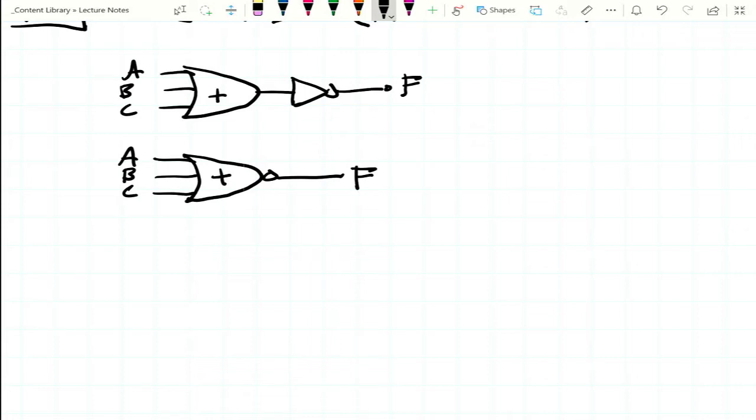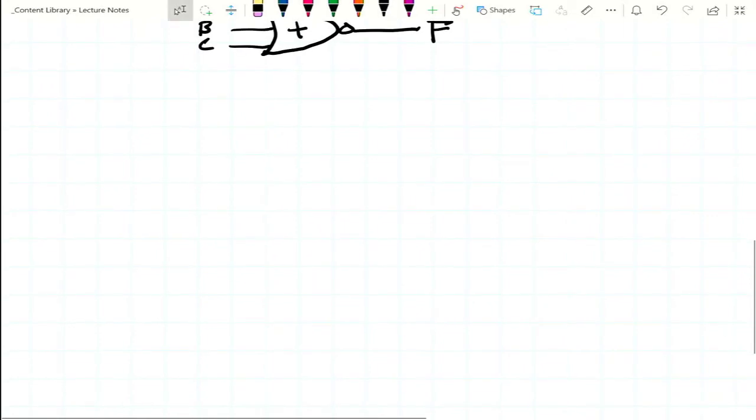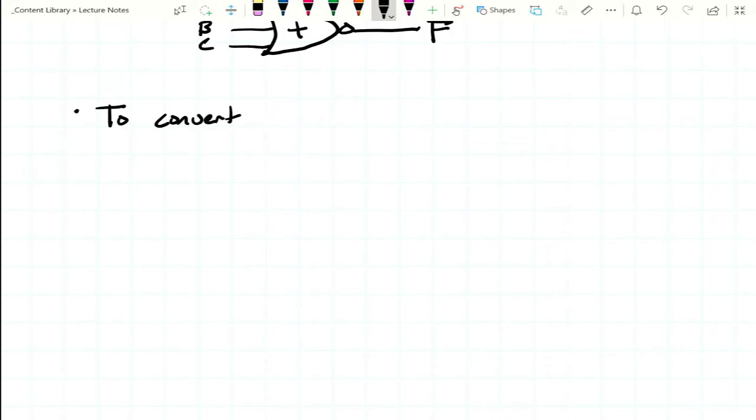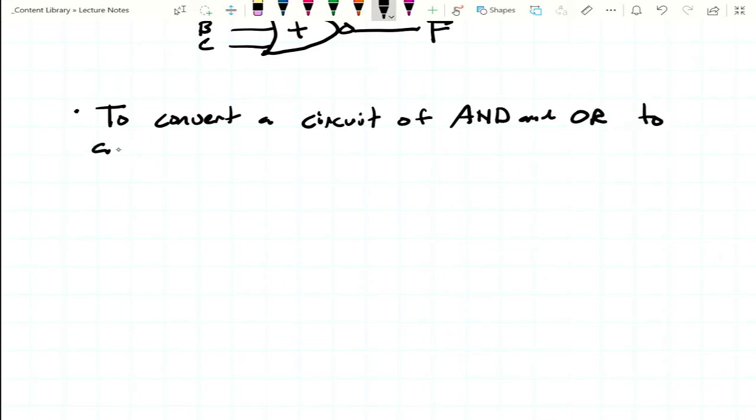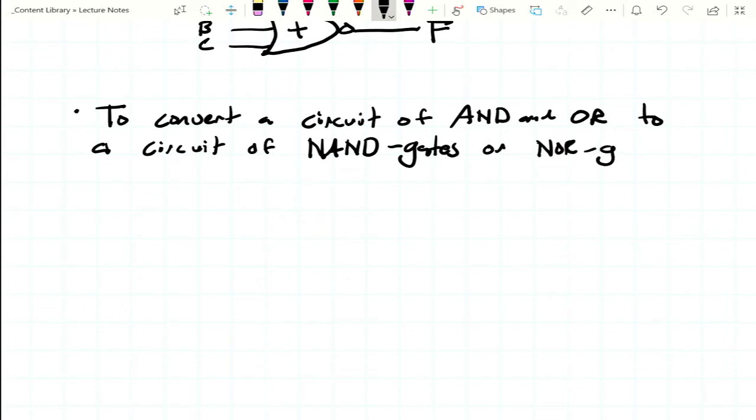Good. Okay. So when we want to convert a circuit, let's make a note here. To convert a circuit of AND gates and OR gates to a circuit of NAND gates or NOR gates, you apply the involution law. It's one of the ones we talked about. Does anyone remember which one it is?